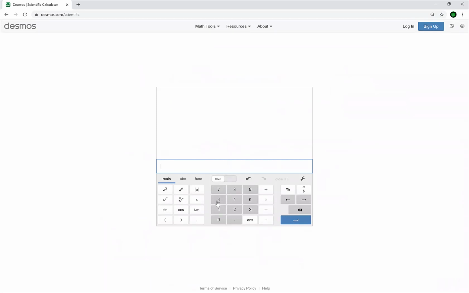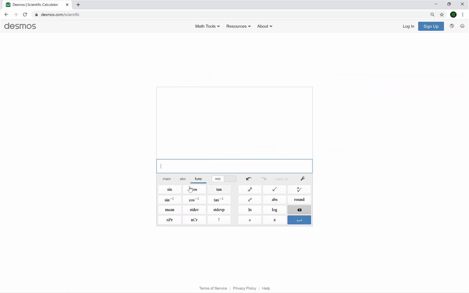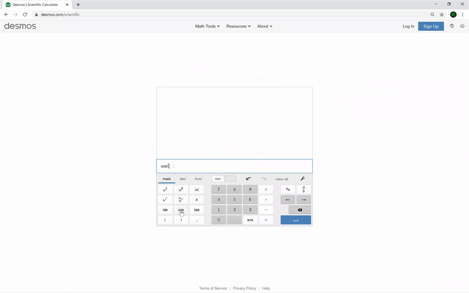So there it is, radian mode. I'm just going to type in cosine. And what did I say, pi over 3? Well, everyone knows that one. So there it is, half. Let's try the other one. Cosine of 5 pi over 3. Yep.